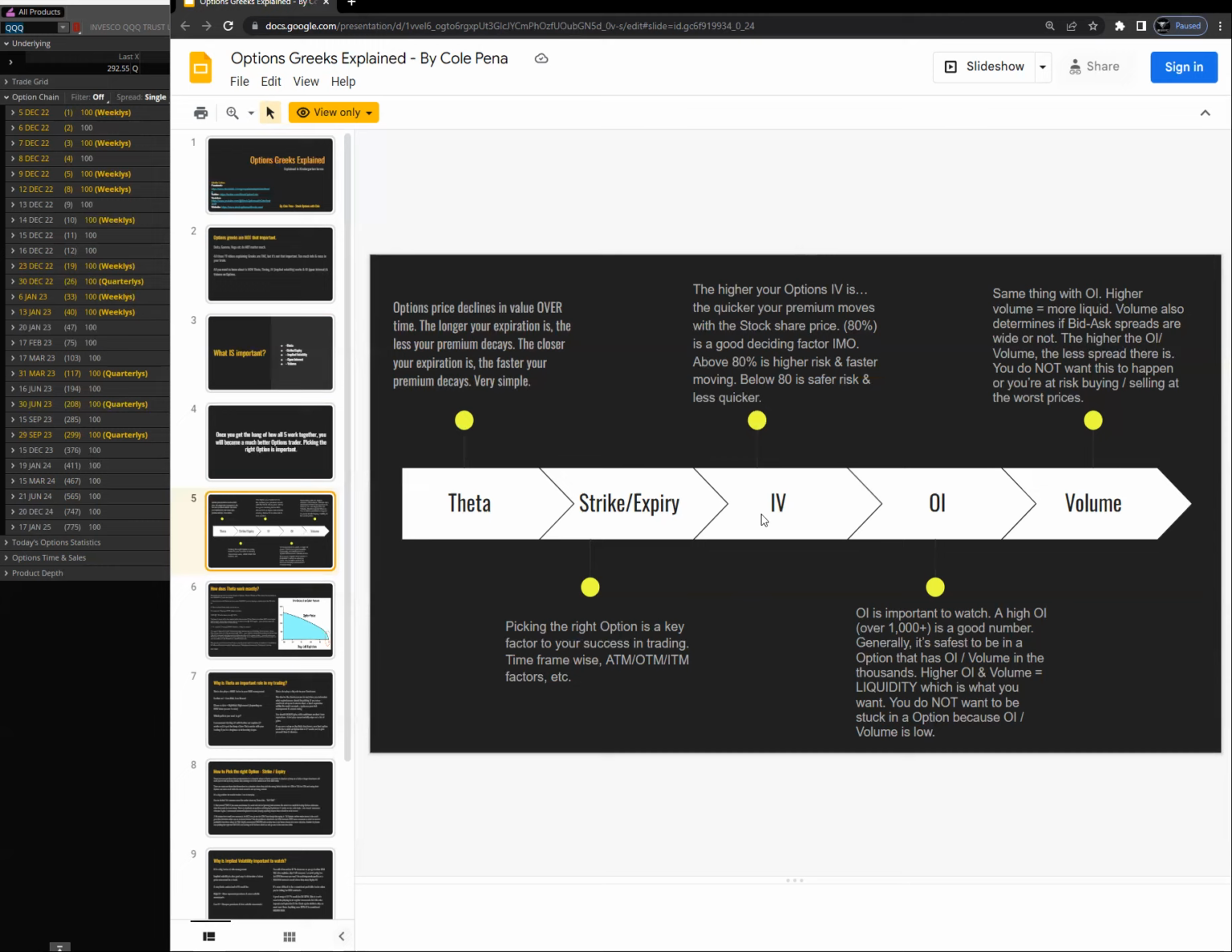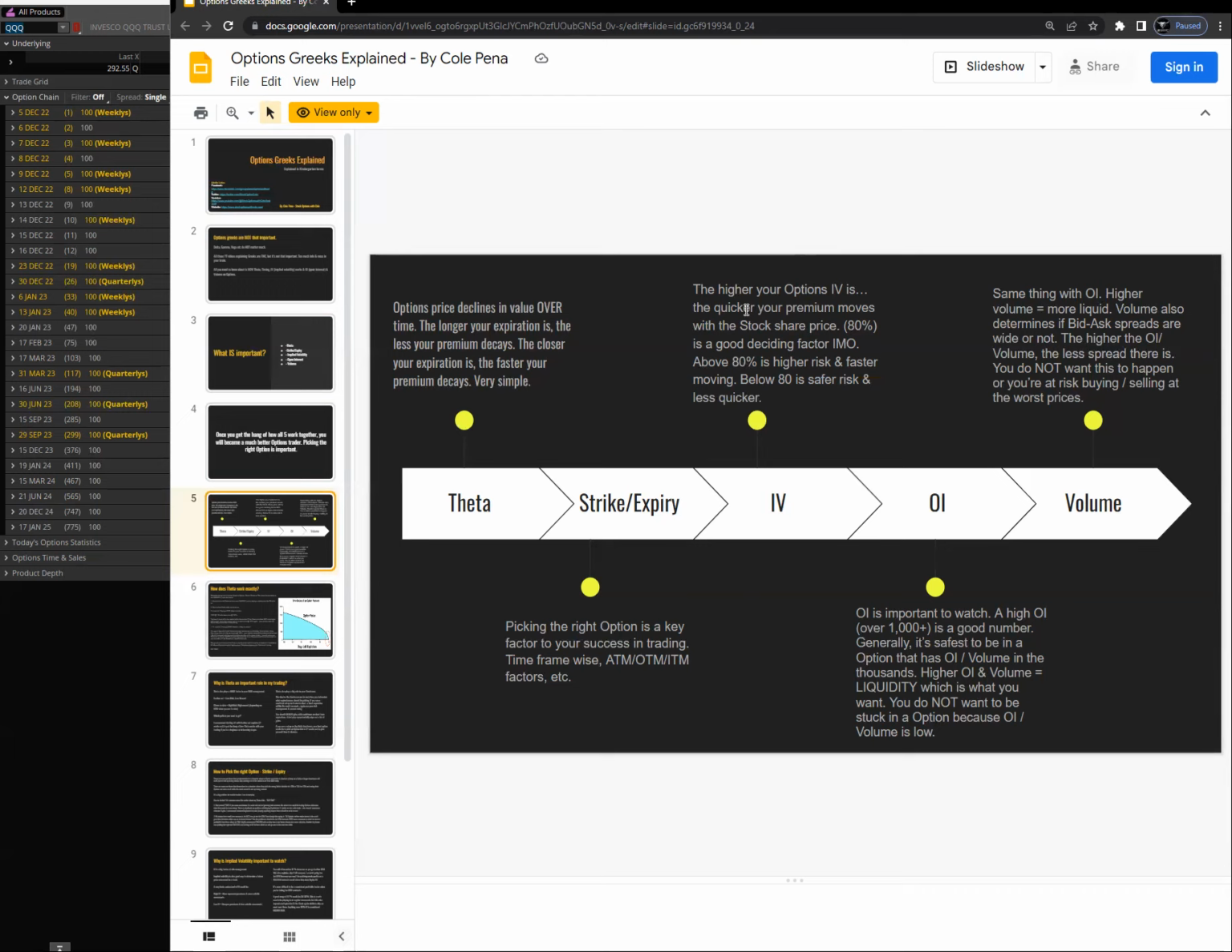IV, implied volatility. This is very important. Everyone will get to know about this one later in the slides. The higher your option IV is, the quicker your premium moves with the stock share price. 80% is a good deciding factor in my opinion. This is my opinion: above 80% is higher risk, and below 80% is less risk.